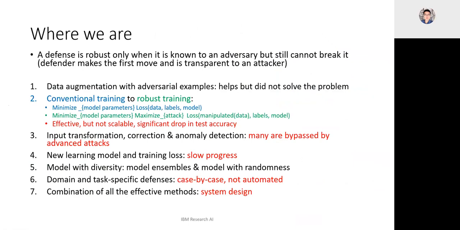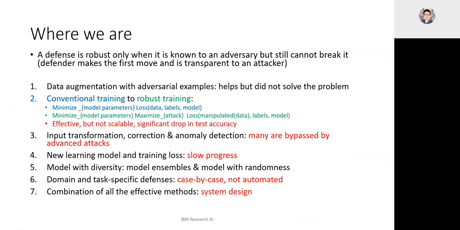So in addition to training the model parameters, in the meantime, we are also generating these adversarial inputs and giving them the corrected labels and asking your model to memorize these adversarial inputs somehow and correct them, so you can learn a more robust model. This approach is effective, but we also find it to be not scalable. And because of this minimax worst case training scenario, you are suffering from a significant drop in your test accuracy compared to conventional training. There are other ways like input transformation, correction, rectification, anomaly detection, but many of the defenses are bypassed by advanced attacks.